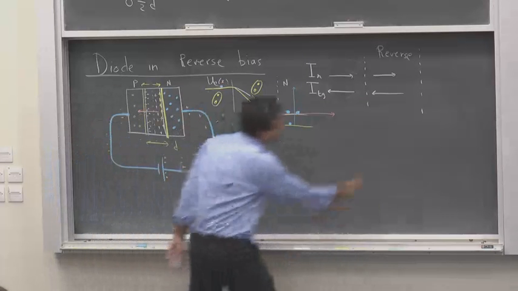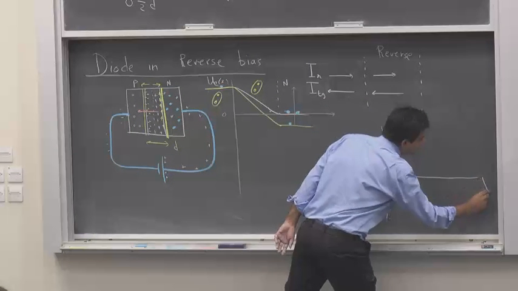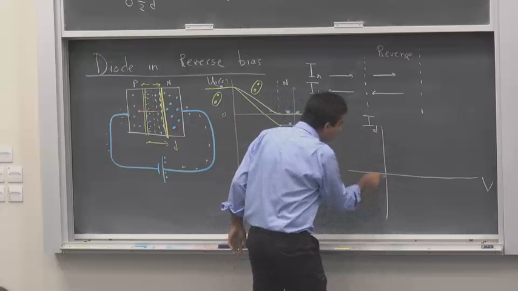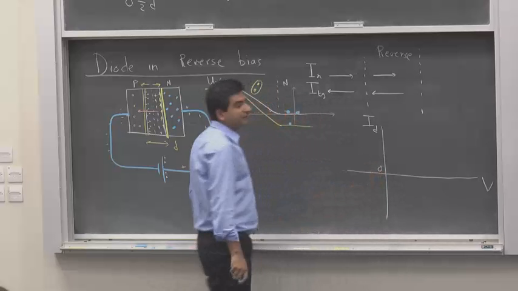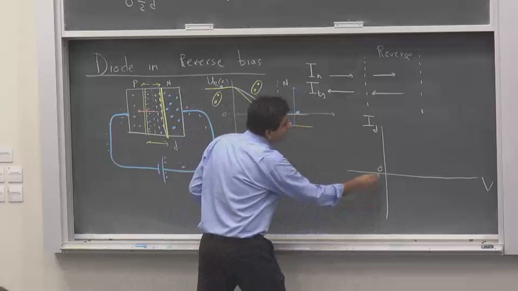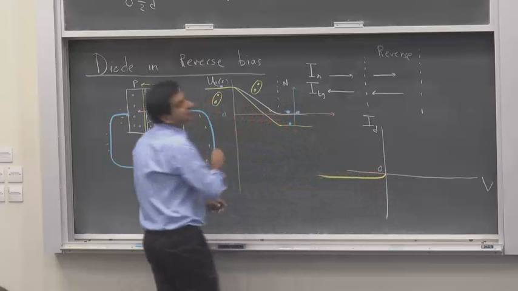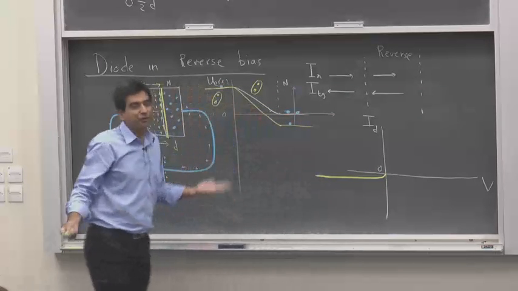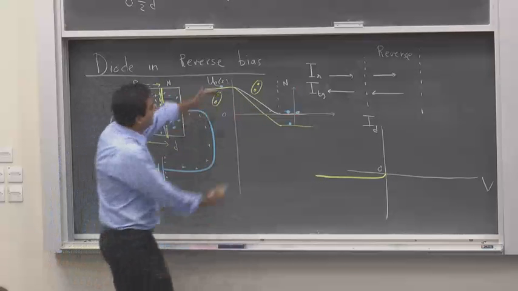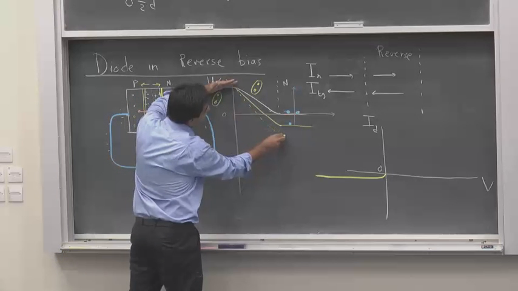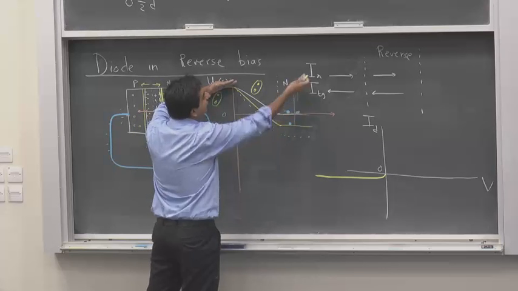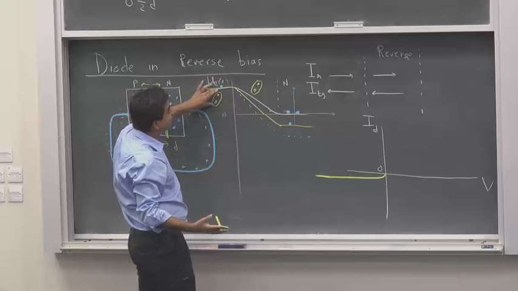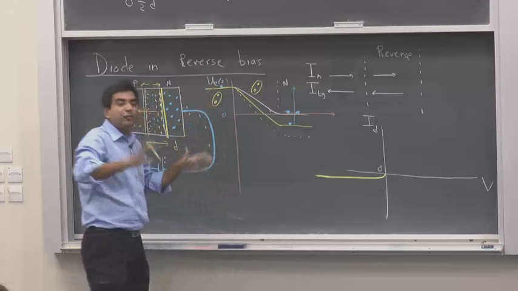So if I were to plot on one axis the voltage applied and the current through the diode, ID, when the voltage is negative, which means that I'm reverse biasing, an extremely small thermally generated current flows. And that does not change with the voltage, because if I change the voltage, what's going to happen is that this is going to come further down. It's becoming more and more difficult for the recombination current, but the recombination current is very small anyway. But the thermally generated current is still taking place, and that only depends upon the temperature.